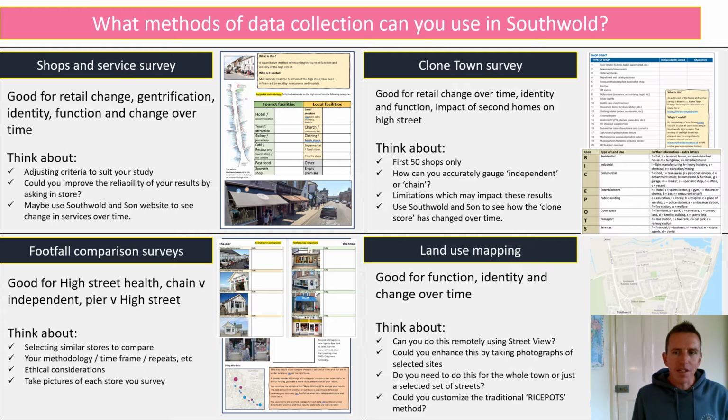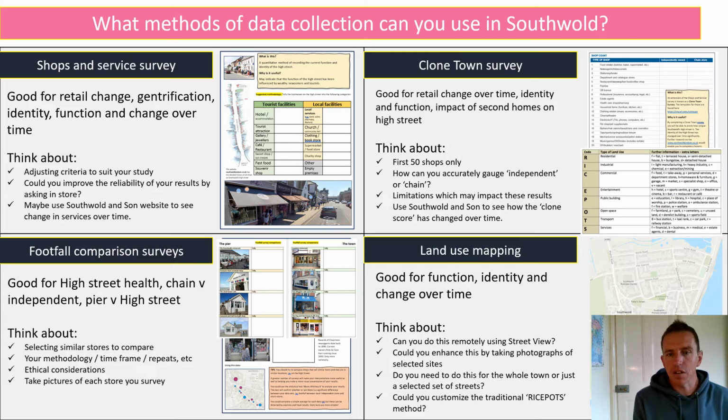And you can see there's a little grid there. You can Google this and find loads of different grids that have been made in the past. But RICE POT stands for residential, industrial, commercial, etc. So you've got all these different zones. One of the things you could potentially do in Southwold then is you could get a base map.